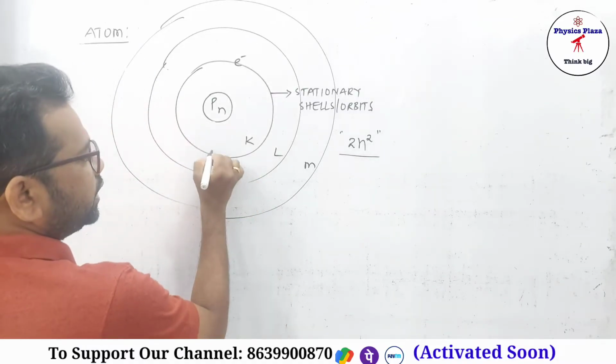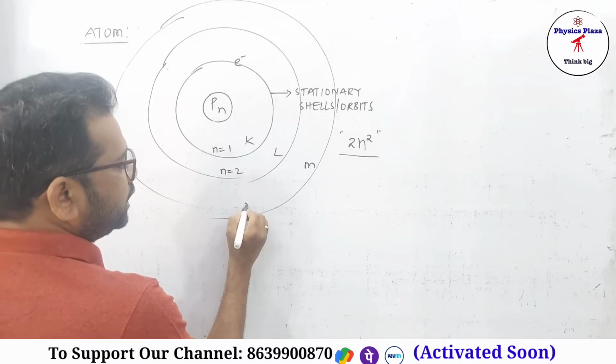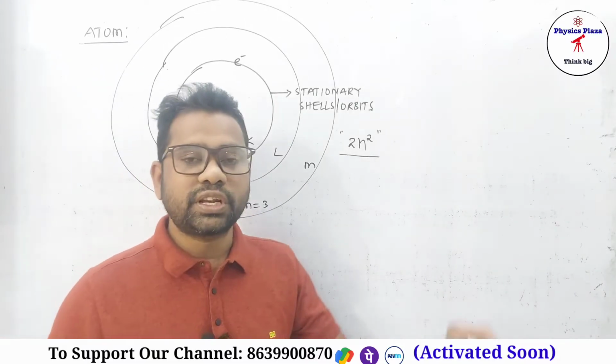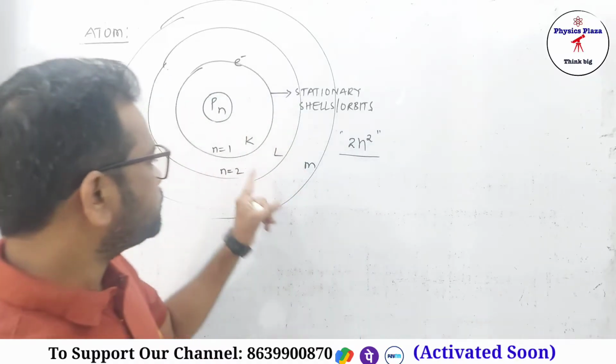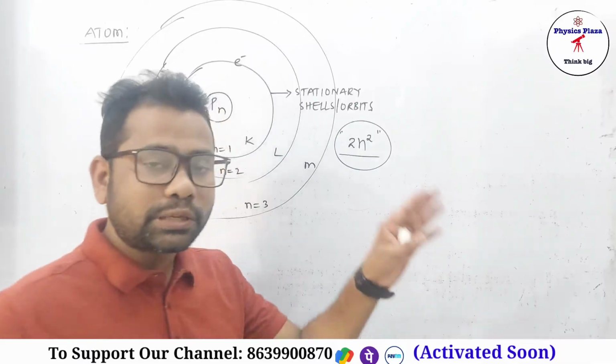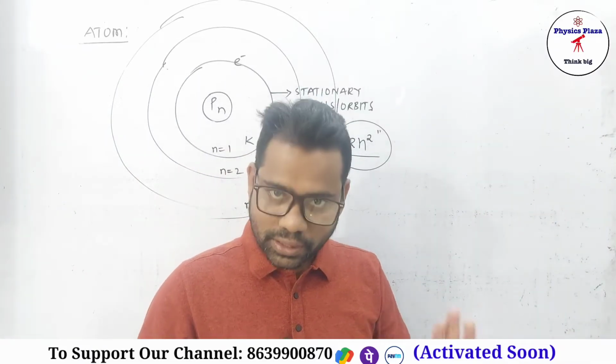For the K shell, n is equal to 1. For the L shell, n is equal to 2. For the M shell, n is equal to 3. So if you want to calculate the maximum number of electrons which can be accommodated in a particular shell, substitute the n value. With the help of this formula, you get the maximum number of electrons which can be accommodated in a particular shell or orbit. Is it clear?